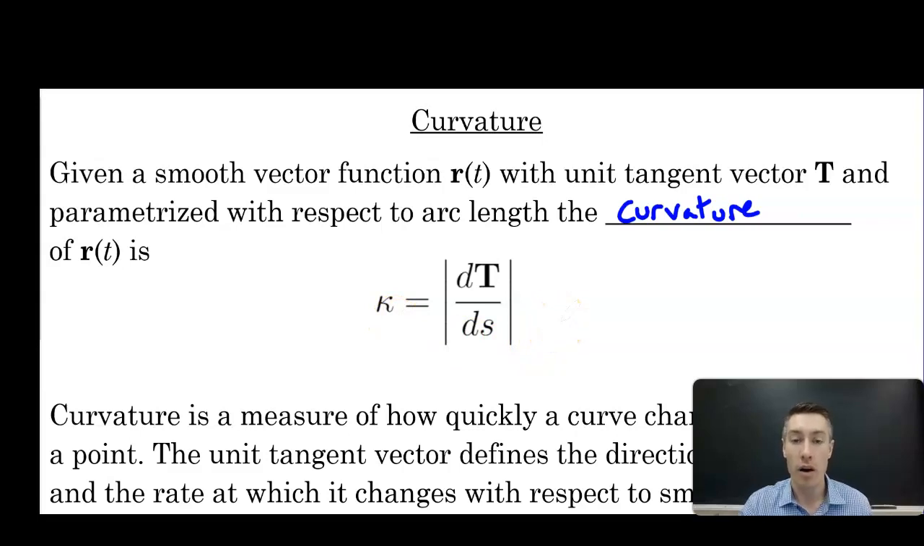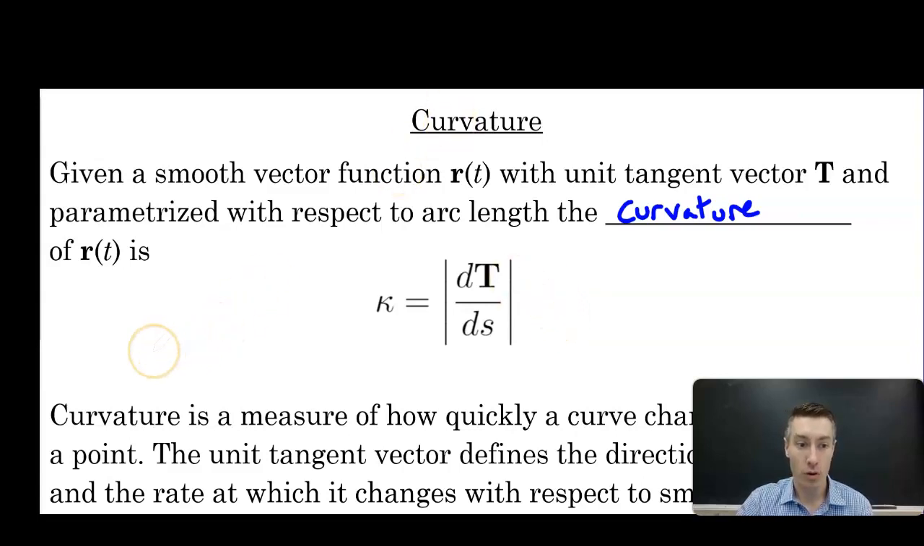the derivative of T with respect to s. So this is the derivative of the unit tangent vector with respect to arc length. And essentially what we're measuring is how the unit tangent vector changes with respect to arc length.